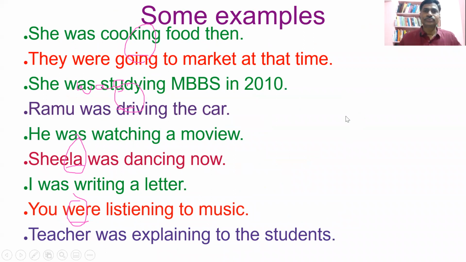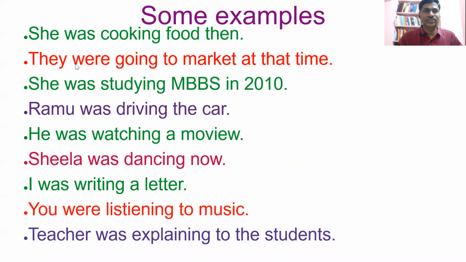See here, some examples. She was cooking food then. At that time, she was cooking food. Okay, when you are talking about that, she was cooking food then. They were going to market yesterday at this time. They were going. See, this is the past B form. See, they are going is the present continuous tense. They were going to a market at that time.